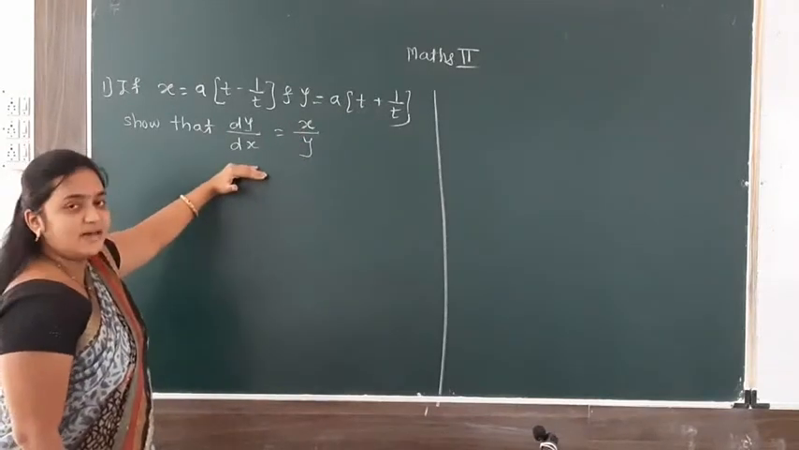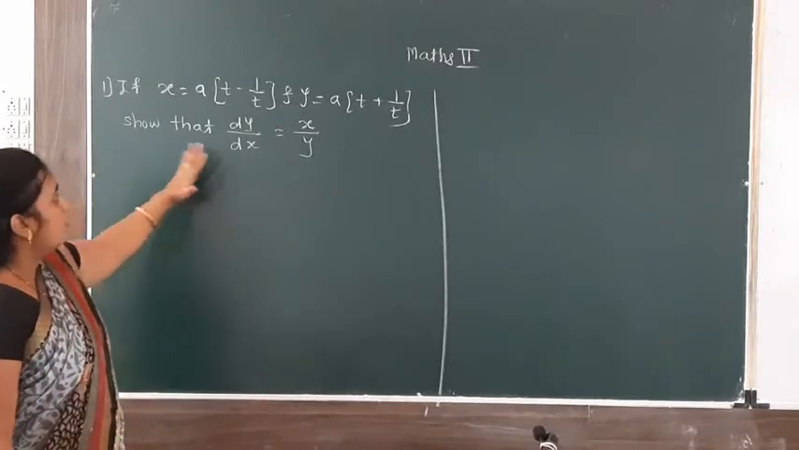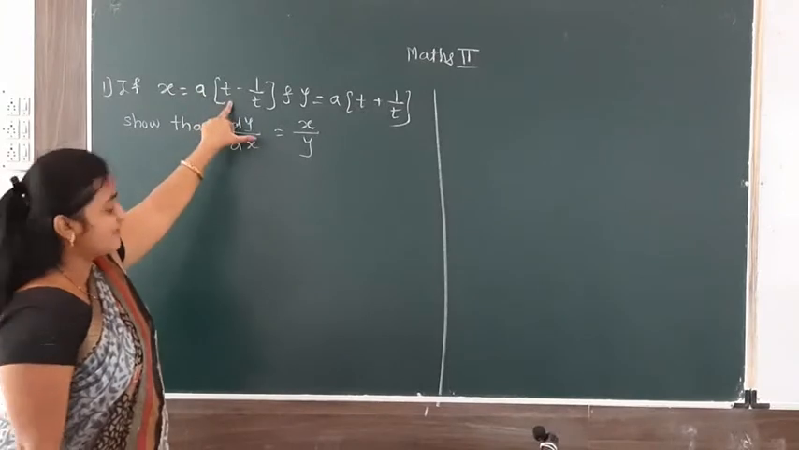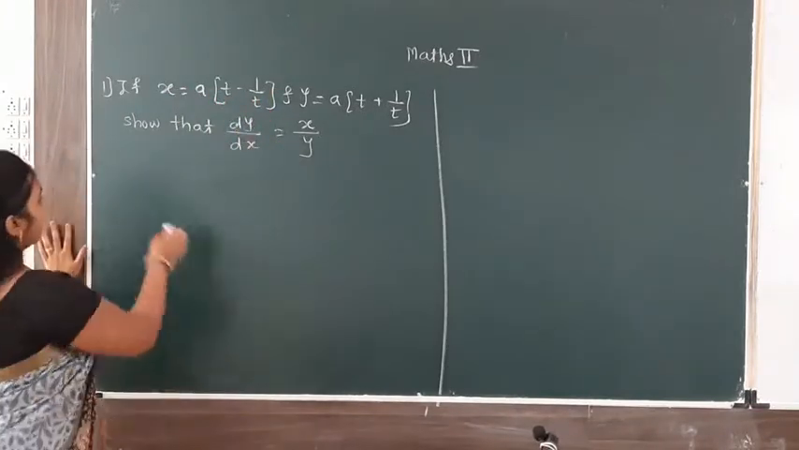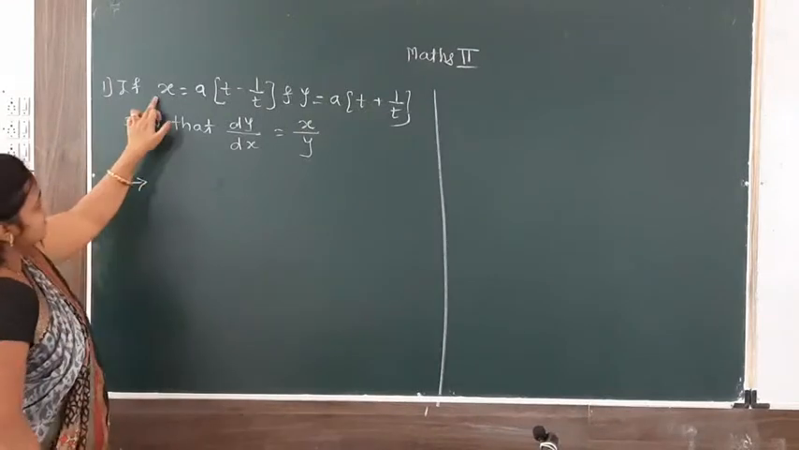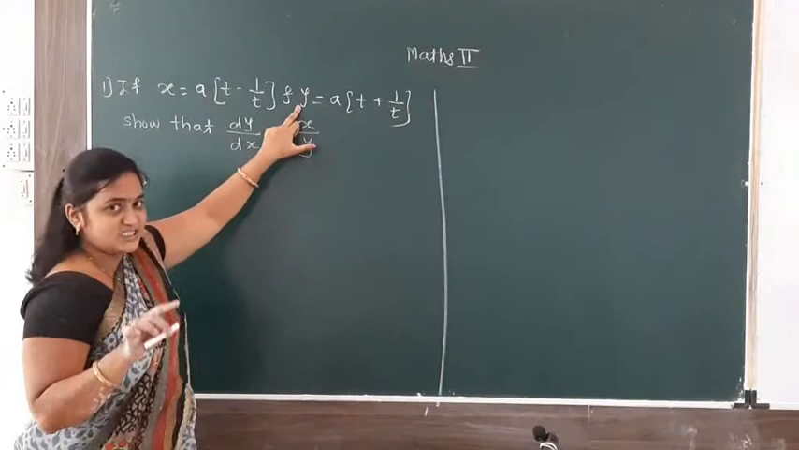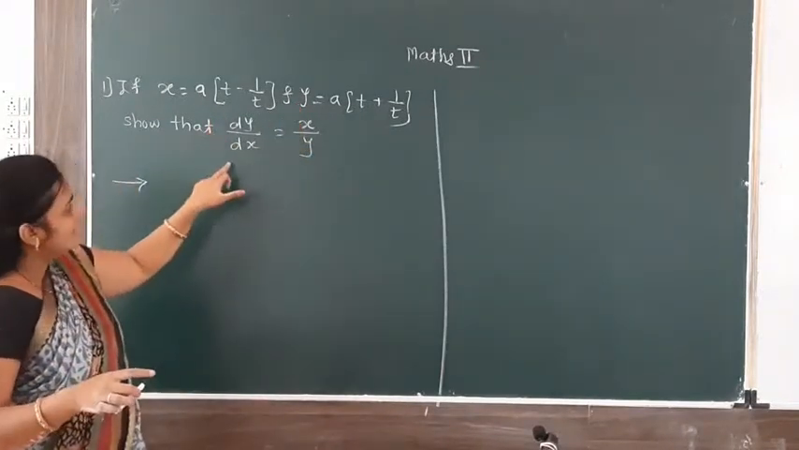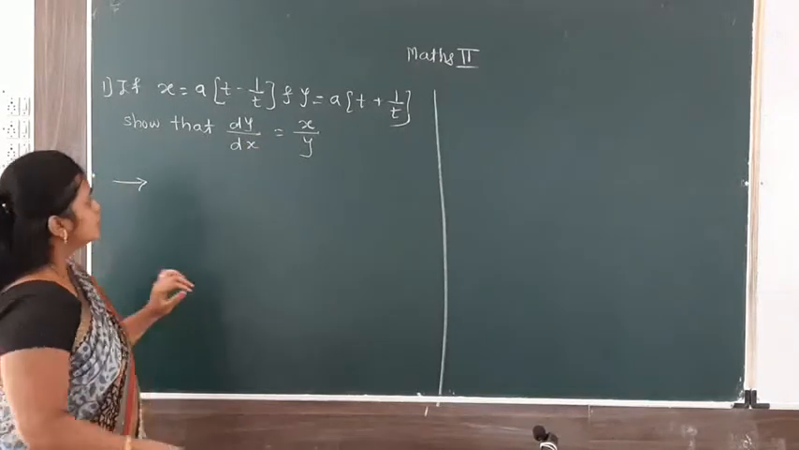This type of example is asked in the board exam for 3 to 4 marks. So here x and y, these two functions, are given in terms of t, so these are parametric functions. So we find the derivative of x with respect to t as well as the derivative of y with respect to t, and then we use the formula dy/dx is equal to (dy/dt) divided by (dx/dt). So let's start.